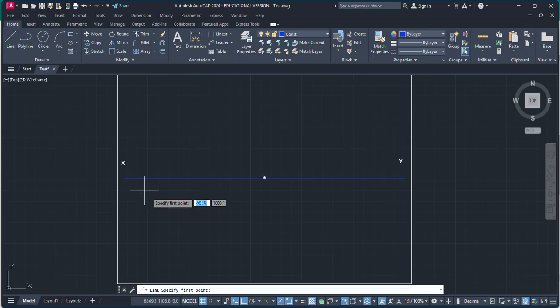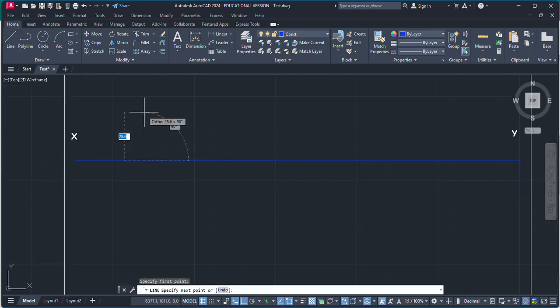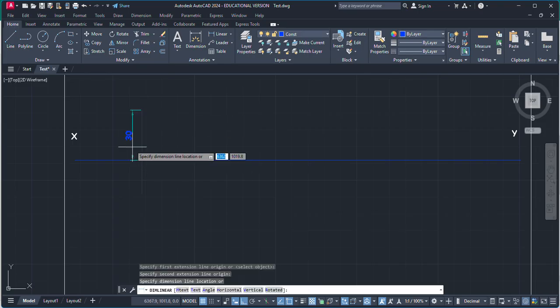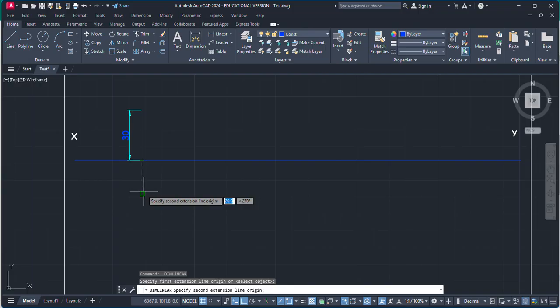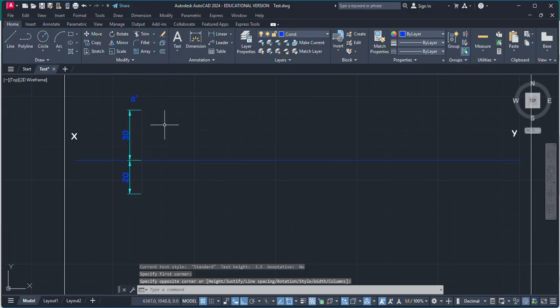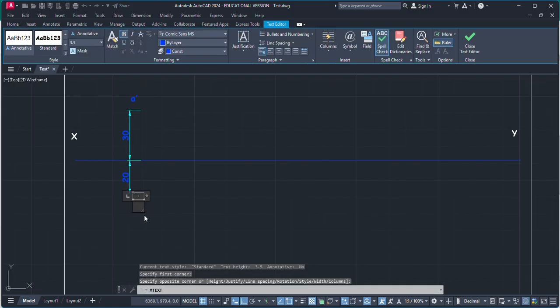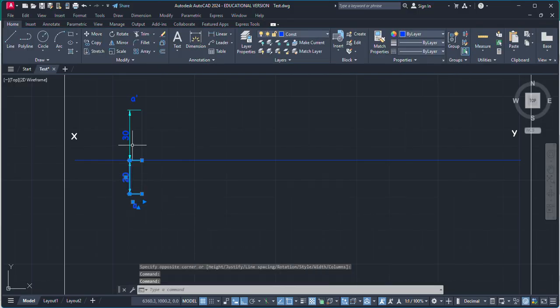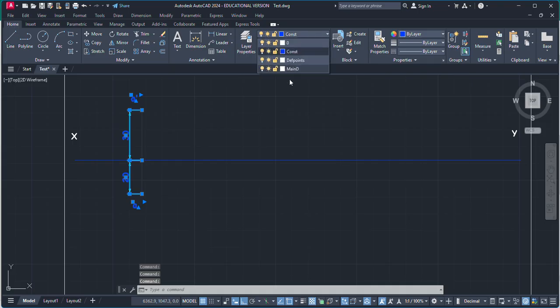So 30 above HP and 20 in front of VP. Now this point, in front view, will be A dash, and this one is A. Change these to the main drawing layer. Okay, now this is the first condition. So this is the projection of the initial point.